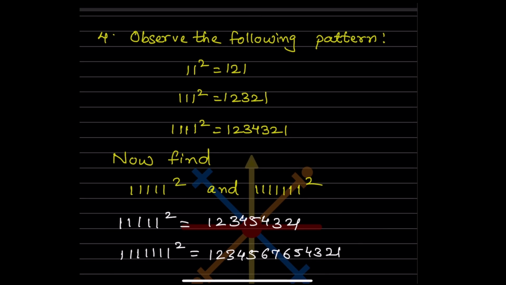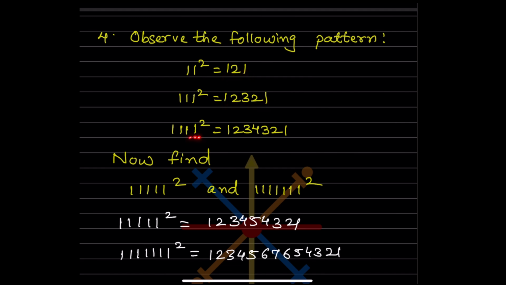Now here, look at the pattern. Observe the following pattern. 11 squared is given as 121. 111 squared is given as 12321. 1111 squared is given as 1234321. What we can see here is that it starts with 12 and the last number everywhere is 1. If we put one more 1, it is 11, then again another 1, that is 111. So you can see the 1, 2 is as it is, after that we have 3. Then it goes in descending order: 1, 2, 3, and then after 3, it goes 2, 1.